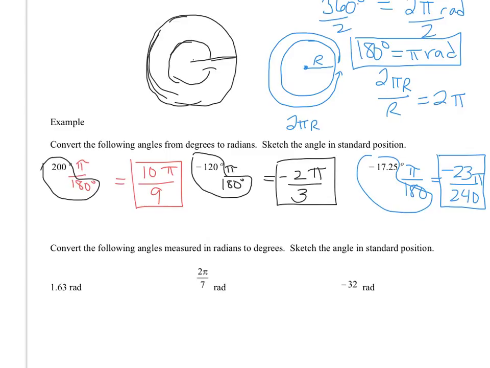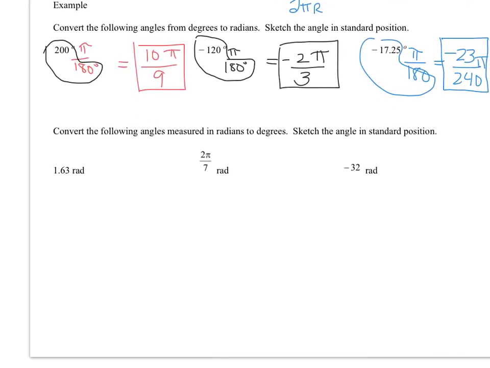Now going the other way can be a little messier, especially if your angle does not have a pi in it, because we're going to multiply by 180 over pi, 180 degrees over pi radians. So what we'll do is multiply the tops and then divide by pi. So 180 times 1.63, divided by 3.14. This one's going to give me 93.4 degrees. So you can see how really small radian measures like 1.63 give us really big degree measures.